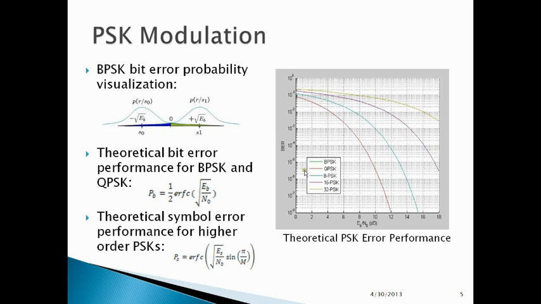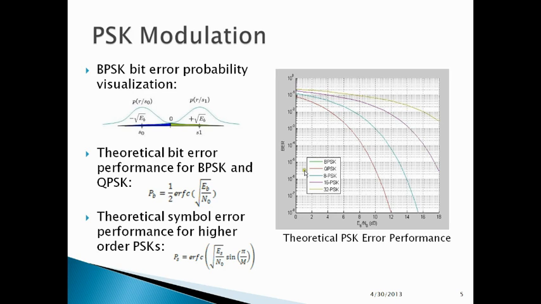This plot over here to the right is the theoretical PSK error performance for BPSK, QPSK, both of which have the same error performance, and then the 8, 16, and 32 PSK, all of which are in the AWGN channel.